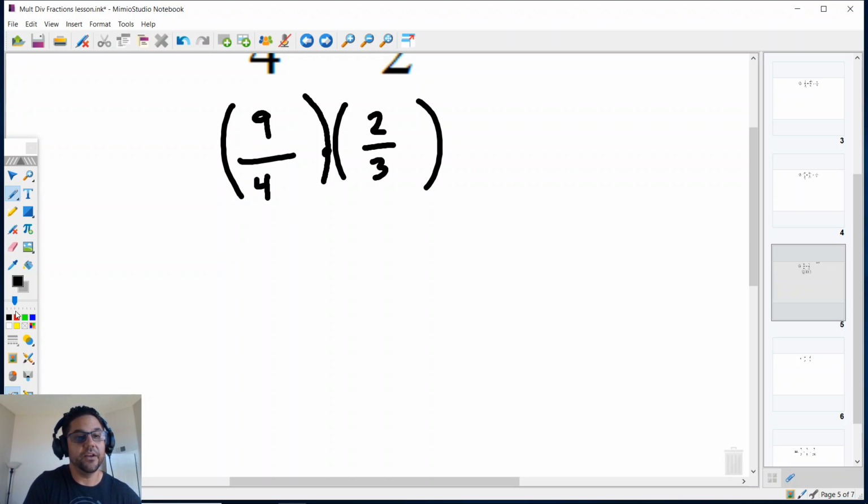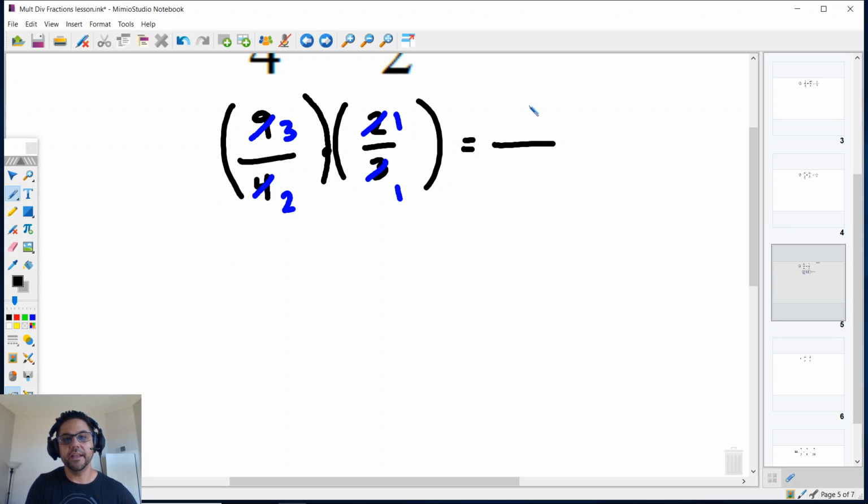Now, sometimes it is helpful if we change colors. So the 2 becomes a 1. The 4 becomes a 2. Ooh, look how nice and bright that is. 3 and 9, they can both be divided by 3. So 3 becomes a 1. 9 becomes a 3, because 9 divided by 3 is 3. Equal sign, fraction line.